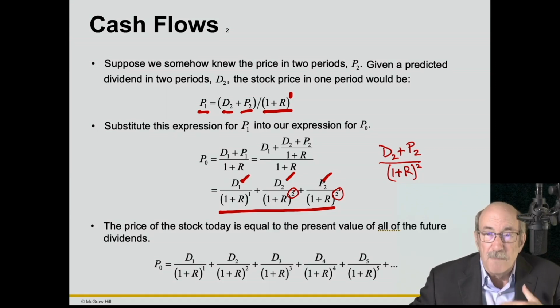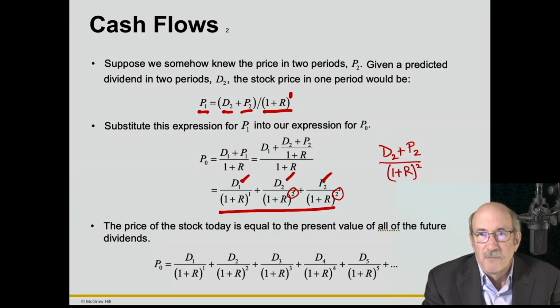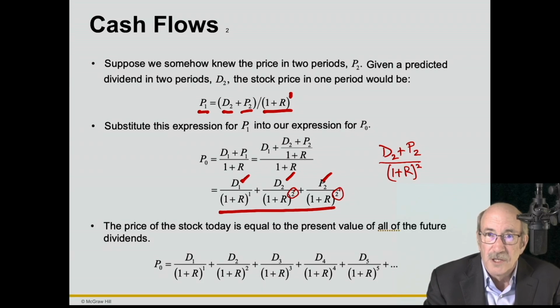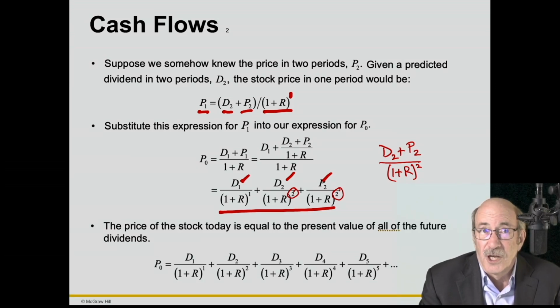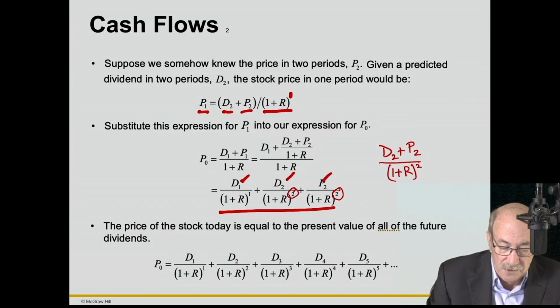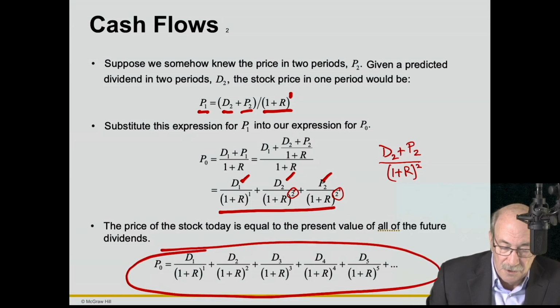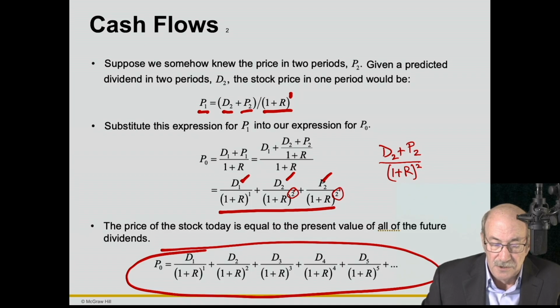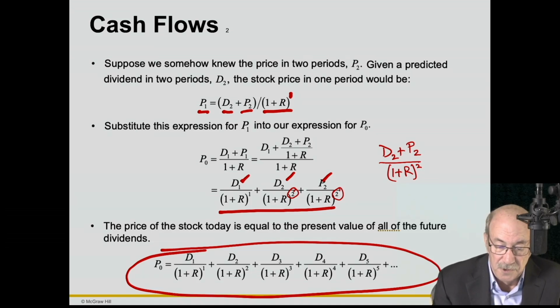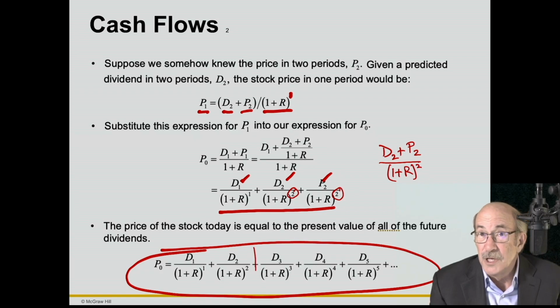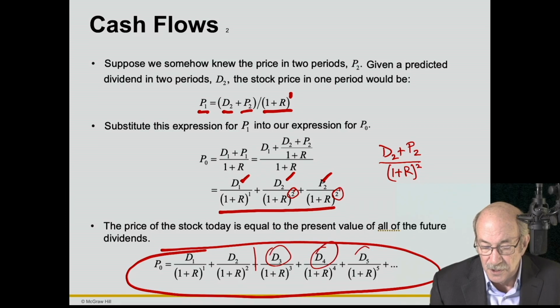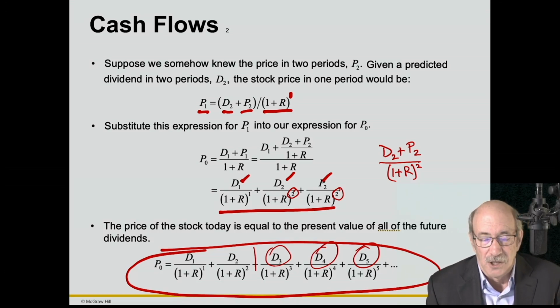Now, if we want to keep extrapolating that out into the future and pushing off the time when we actually sell the stock, we can see that really it ultimately boils down to a stream of dividends, as is illustrated down here in this equation. Here we stopped and sold it, but the reason it's worth P2 at that point is because of all of these future dividends, right? So if we keep substituting in, you can see that this becomes an infinite stream of dividends.